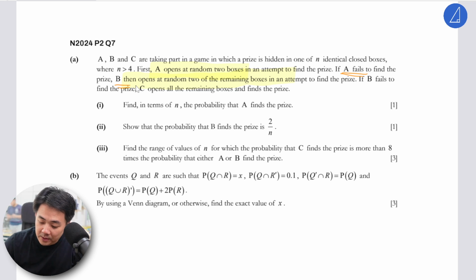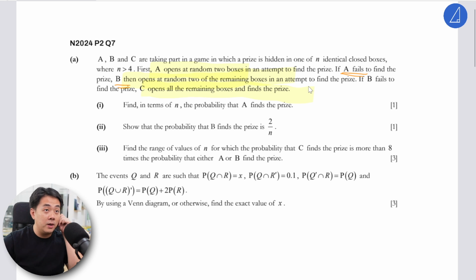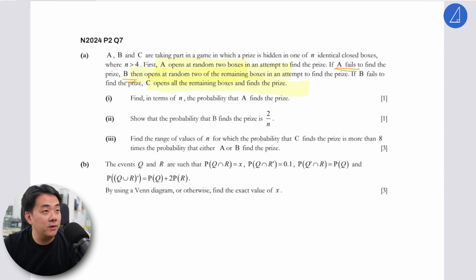Then if B fails, then only C opens. So meaning to say C only gets a chance if A and B fail. So it's quite a short end of the stick, I feel. So find in terms of n the probability that A finds the prize. I think the first thing is to understand the question, and you just draw the tree diagram first.